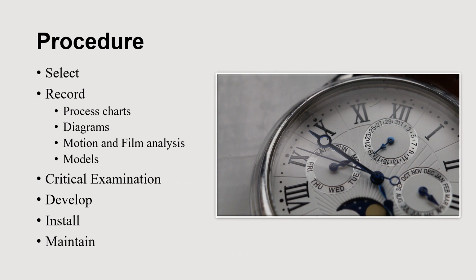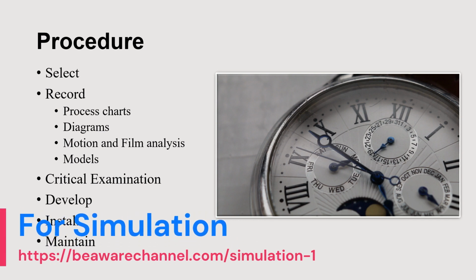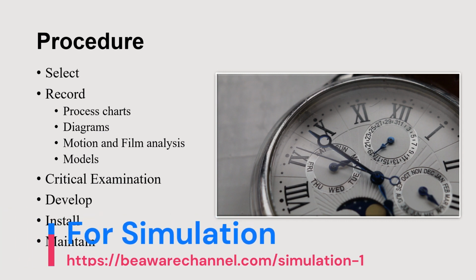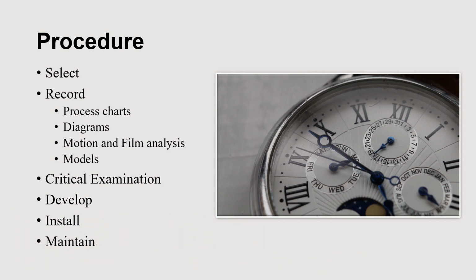First we need to do select. In the select step, we need to identify work worth studying and define the objectives which we need to achieve in the work study. Then we need to record all relevant information pertaining to the existing method. There are basically 4 ways: we can record the information by using process charts, diagrams, motion and film analysis, or models.